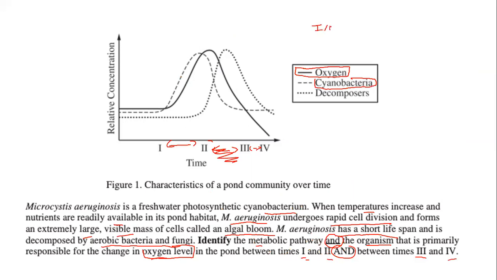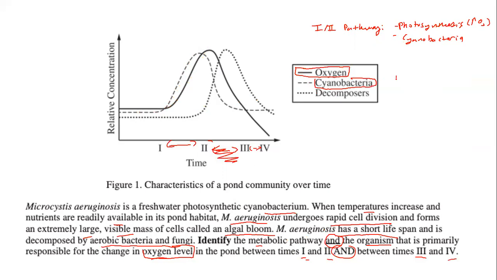Between times 1 and 2, what's causing that increase is going to be photosynthesis, because it tells you it's cyanobacteria, so they're capable of doing it. So identify what species is responsible for that. It is going to be the cyanobacteria. Because if you look, the cyanobacteria population is increasing, so as that concentration is increasing, the oxygen levels are increasing, okay?